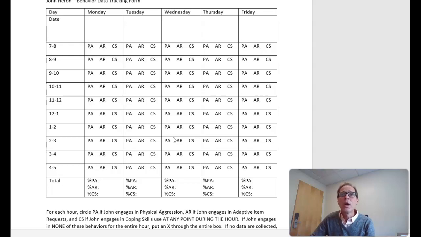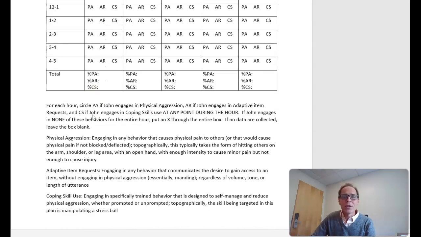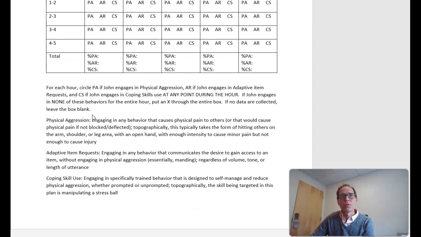So that's important too. So all of those components, and again, this is the exemplar, and there's a template you can use if you choose to, but these are the components that I'm looking to see in your behavior management plan.